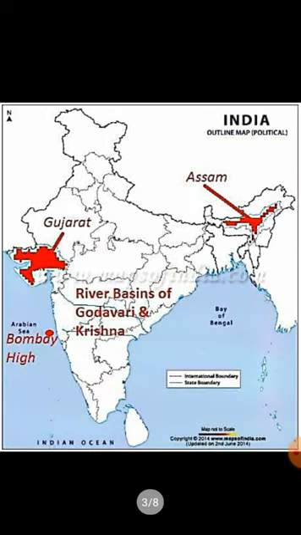Petroleum deposits are found in India, in Assam and Gujarat. They are also found in the river basins of Godavari and Krishna. Petroleum is even found under the seabed at a distance of 150 kilometers from Mumbai, called Mumbai High. The world's first oil well was drilled in Pennsylvania, USA in the year 1859.